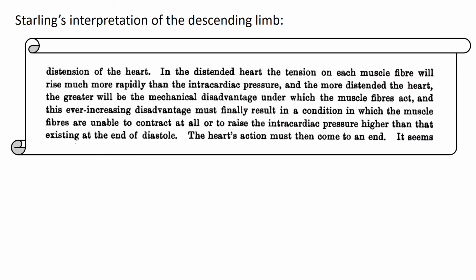So first off, let's see what Starling had to say about this. Starling says that in the distended heart, the heart that's really filling up with a lot of preload, tension in the muscle fibers will rise more rapidly than intracardiac pressure. The more distended the heart, the greater will be the mechanical disadvantage under which the muscle fibers act. This ever-increasing disadvantage must finally result in a condition in which the muscle fibers are unable to contract at all or raise the pressure higher than exists at the end of diastole. So the heart's action must come to an end.